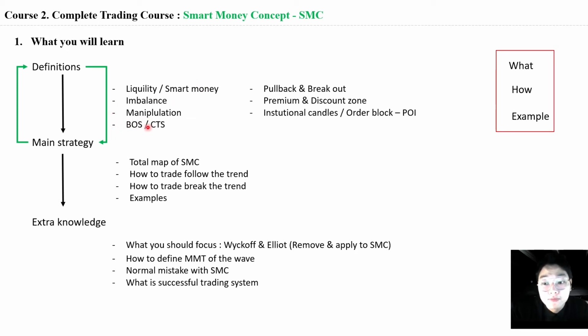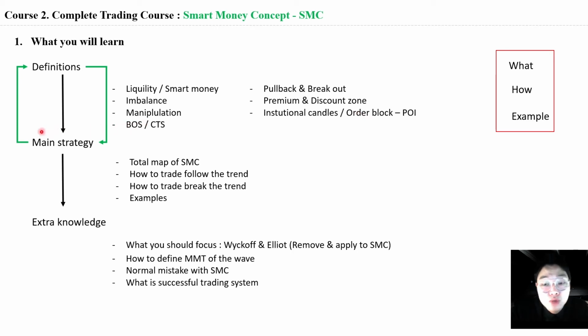CTS is, how to define it, and what a pullback and breakout are, a real breakout and a real pullback. And I will give you information about the premium and discount zones, the strong zones in the market where you can wait to enter. The next one in the definitions is about institutional candles, how to define them, and how to define the order block or the POI, point of interest zones, the main zones in the smart money concept.